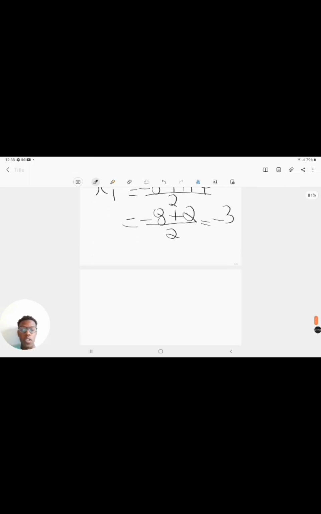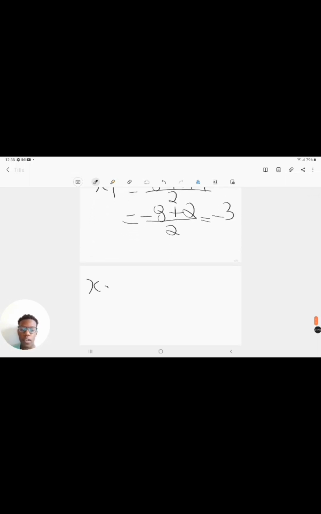And then if you do the second one where I use the negative, x2 is equal to minus 8 minus the square root of 4, divided by 2. That's going to give you minus 10 over 2. I'm just doing the math quickly. It's going to be minus 5.